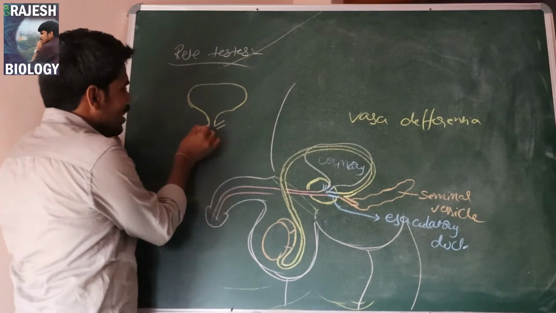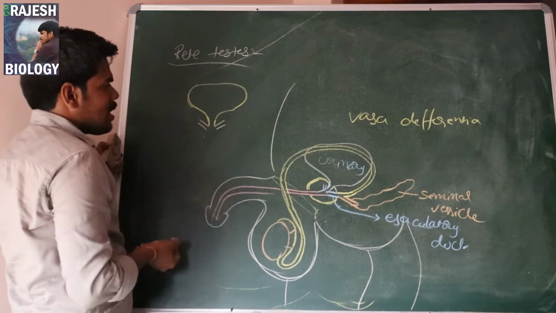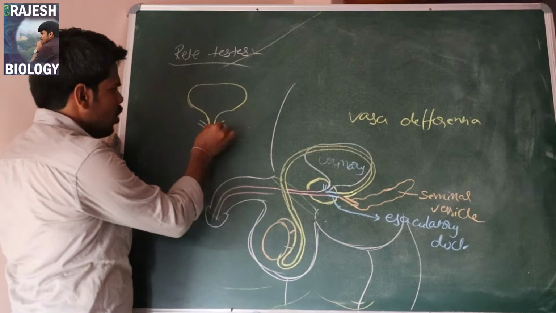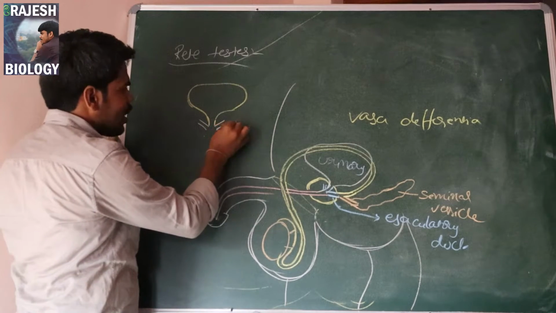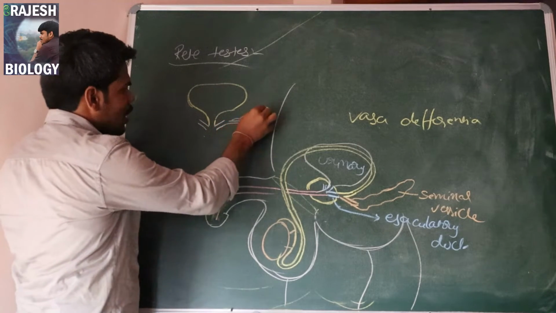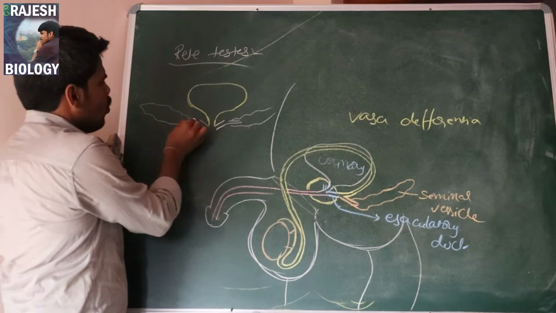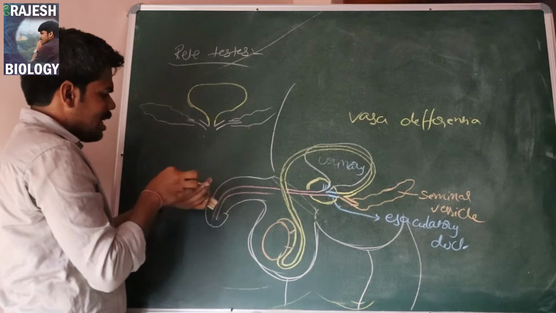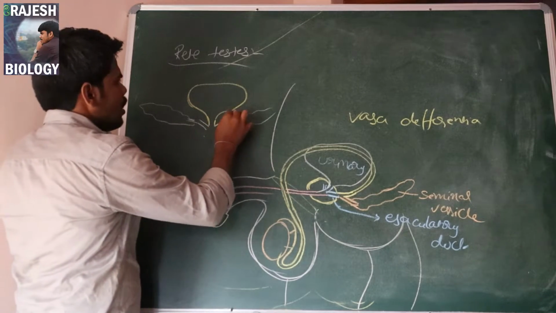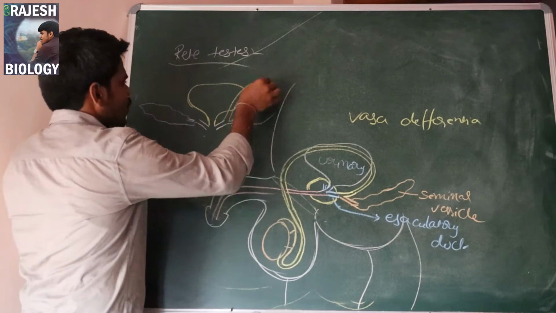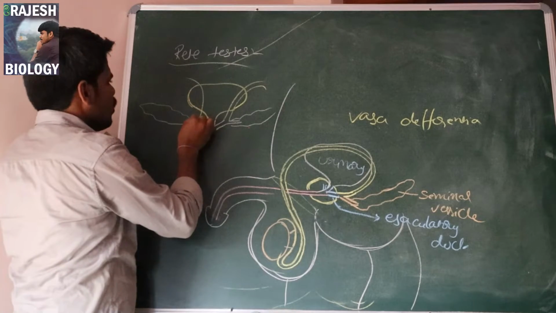Okay, and it is the ejaculatory duct of both the sides. If it is the ejaculatory duct, this is the seminal vesicle duct. If it is the seminal vesicle duct, then this is the vasa deferentia.